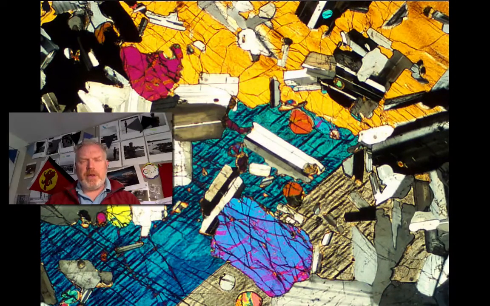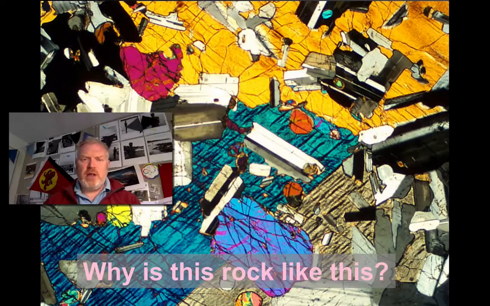But with this topic, I want to go beyond just what this rock is. And I want us to start considering the question of why is this rock like it is? What is it that makes igneous rocks so characteristic and so different from each other?